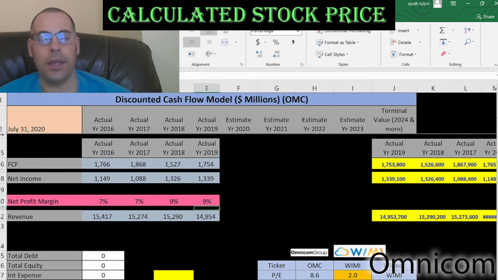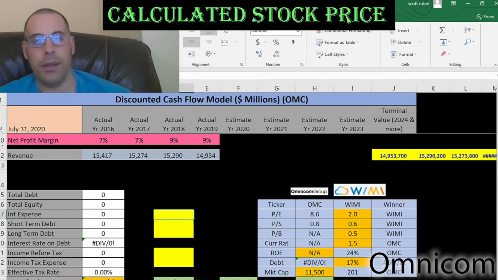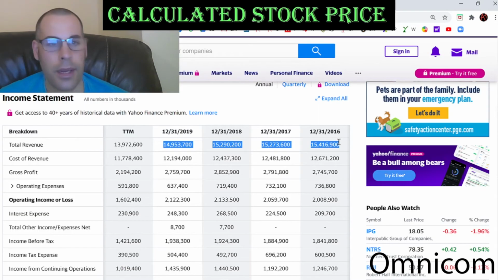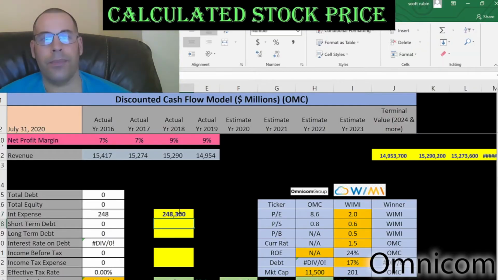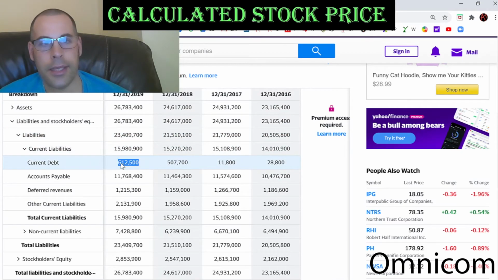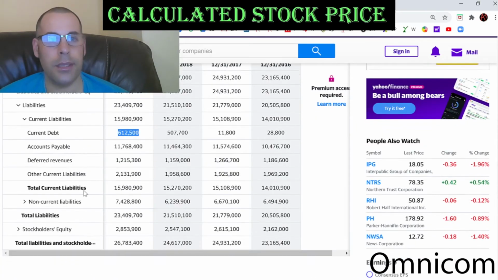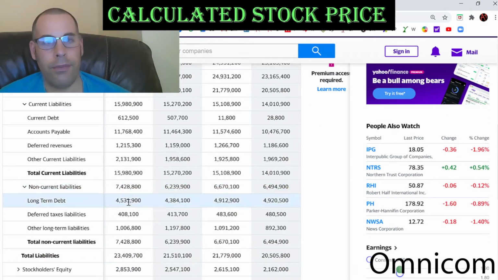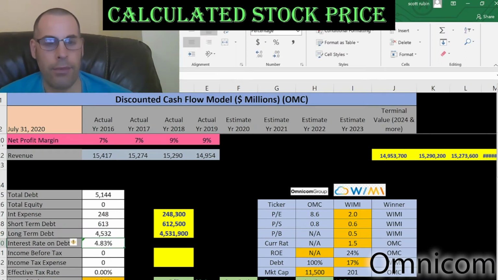Let's look at the capital structure of the company so we can figure out the discount rate to apply to the future cash flows. They pay $248 million of interest on their debt. Let's see how much debt they have. We'll go to the balance sheet. Current debt is $612 million. That's debt due within 12 months. Long-term debt of $4.5 billion, that's debt due after 12 months. They pay 4.8% interest on their debt.